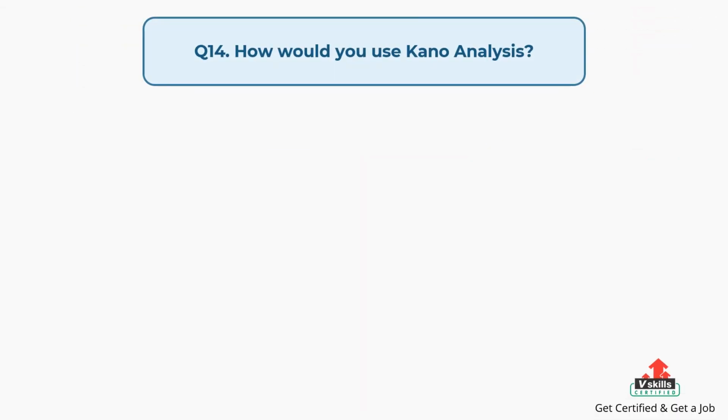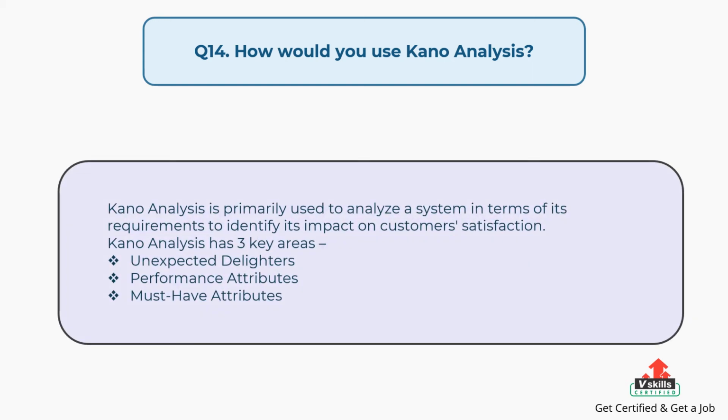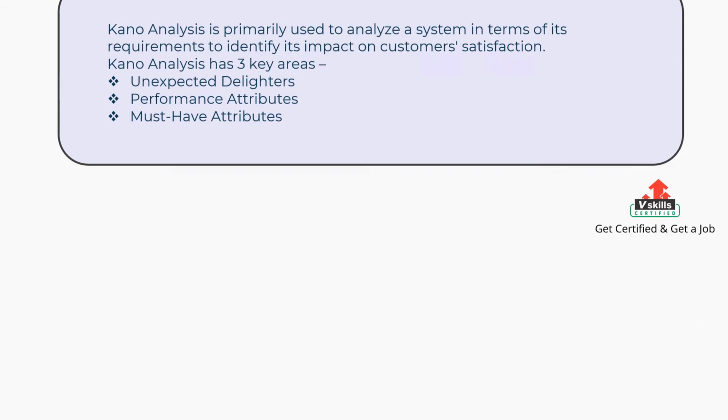Question number 14. How would you use Kano analysis? The answer is, Kano analysis is primarily used to analyze a system in terms of its requirements to identify its impact on customers' satisfaction. Kano analysis has three key areas: unexpected delighters, performance attributes, must-have attributes.